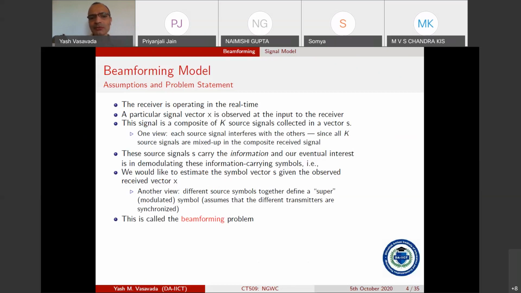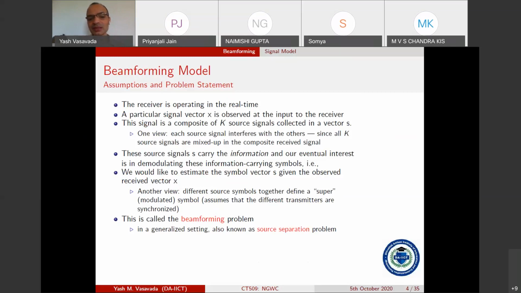So when we talk about beamforming, this is actually what we are trying to do. We are getting this received signal and we are assuming that we know this matrix capital W, and now we are trying to recover the transmitted signals. So that is a general framework of beamforming.